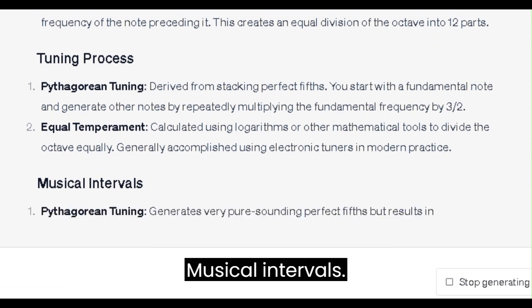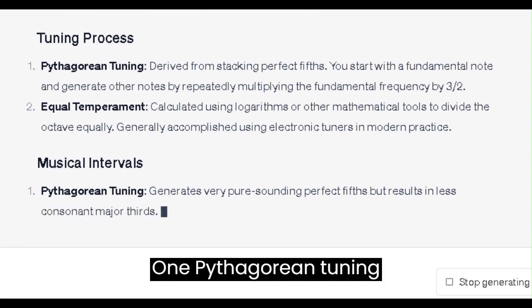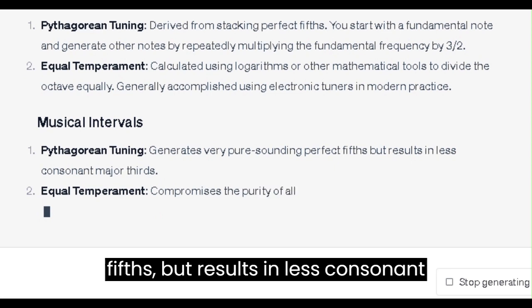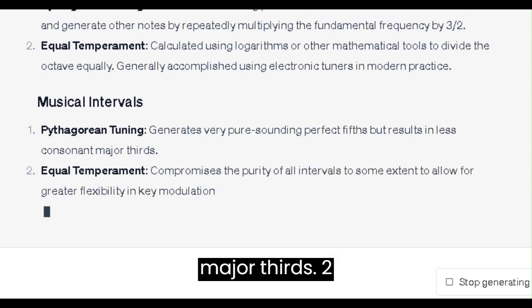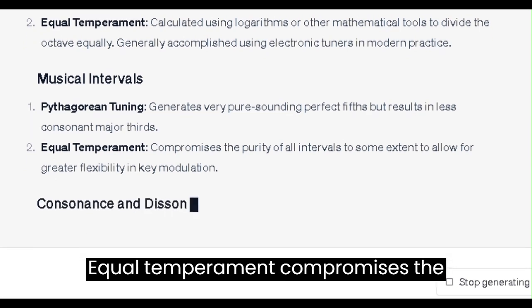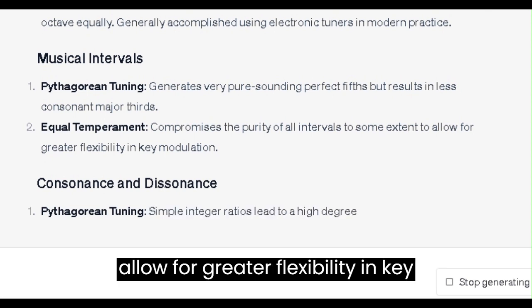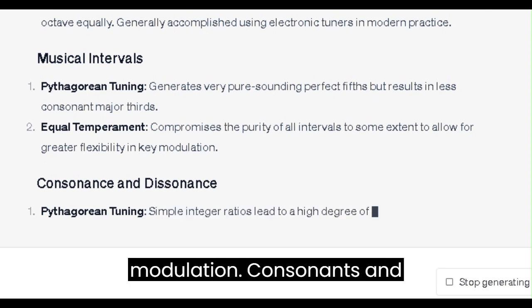Musical intervals. 1. Pythagorean tuning generates very pure-sounding perfect fifths but results in less consonant major thirds. 2. Equal temperament compromises the purity of all intervals to some extent to allow for greater flexibility in key modulation.